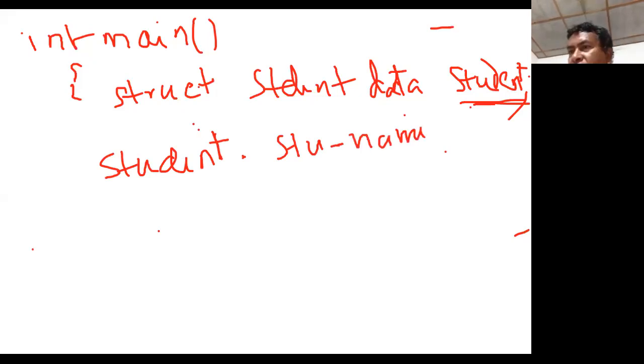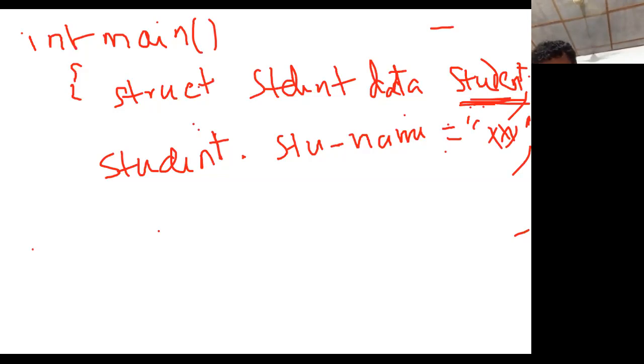Okay. So you can input it or you can assign directly. It's up to you. So say XXX, in quotation, complete, semicolon. It's clear? Double quotation. Student means this is the name of the structure. What is the parameter you are looking for? First one is student name. Okay, and I assign the name here.